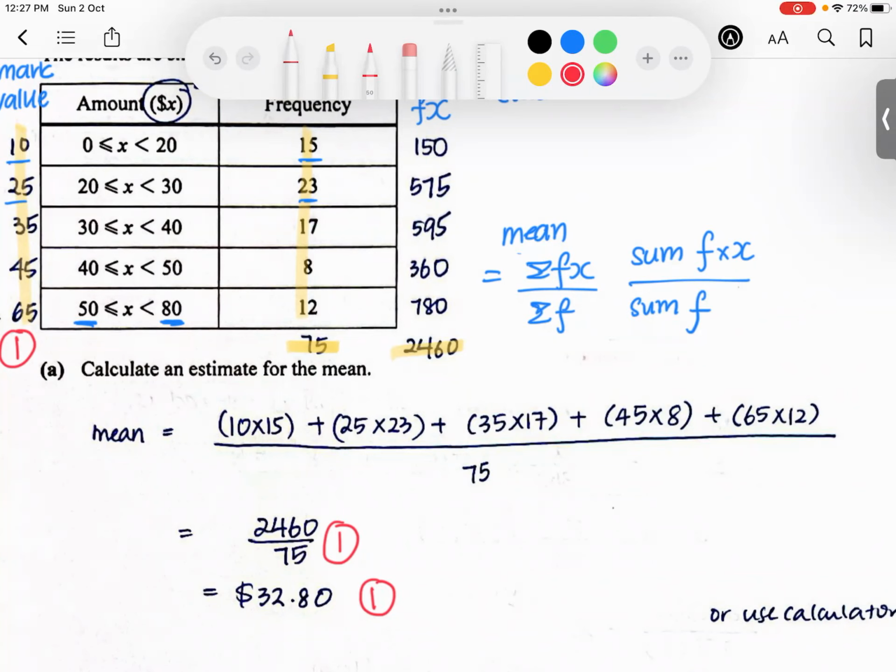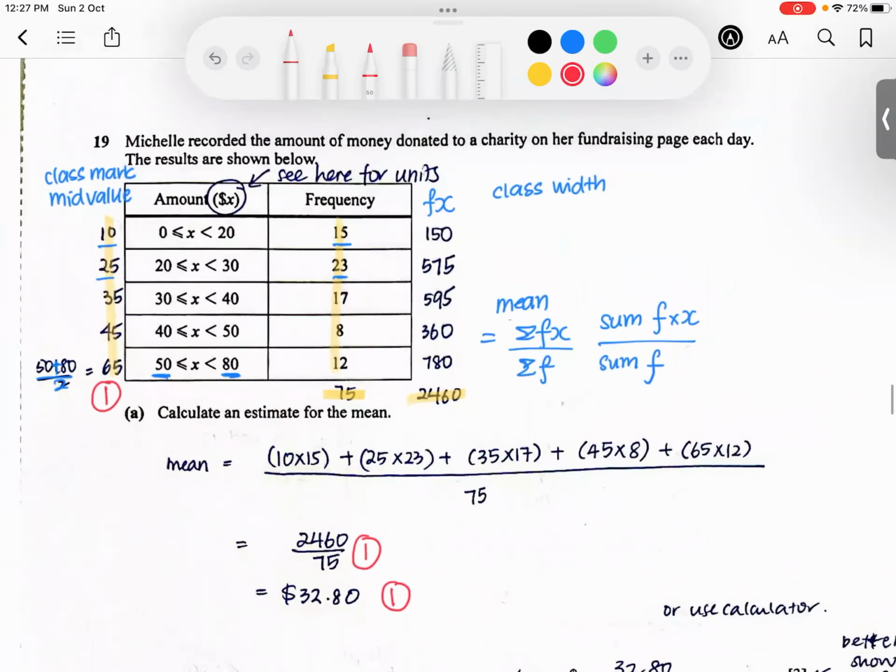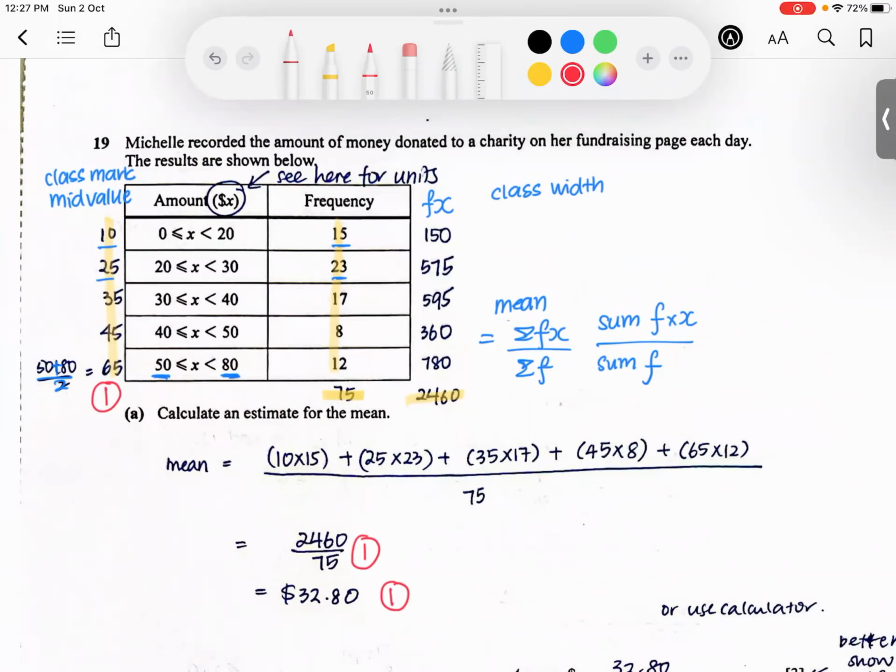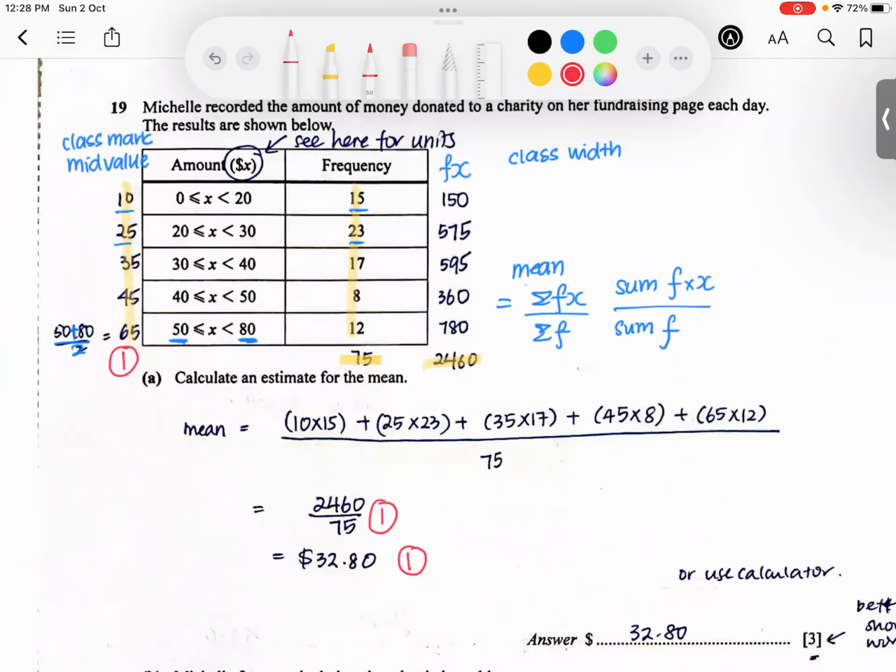So next question. Of course, they can also ask you part 2, calculate the standard deviation. Do you know how to use a calculator to calculate the standard deviation? Please make sure you practice.